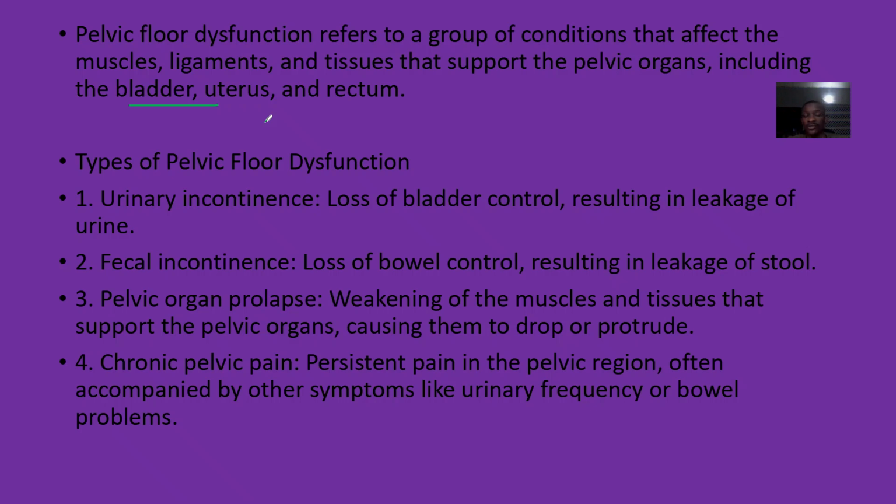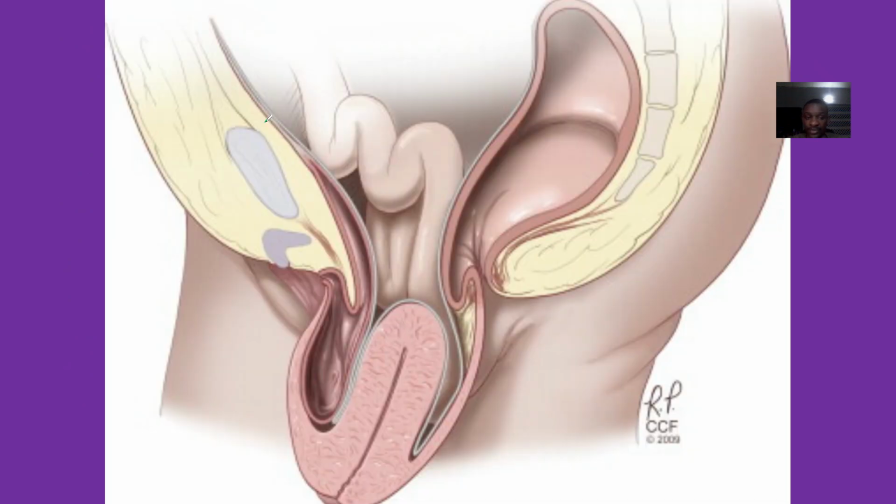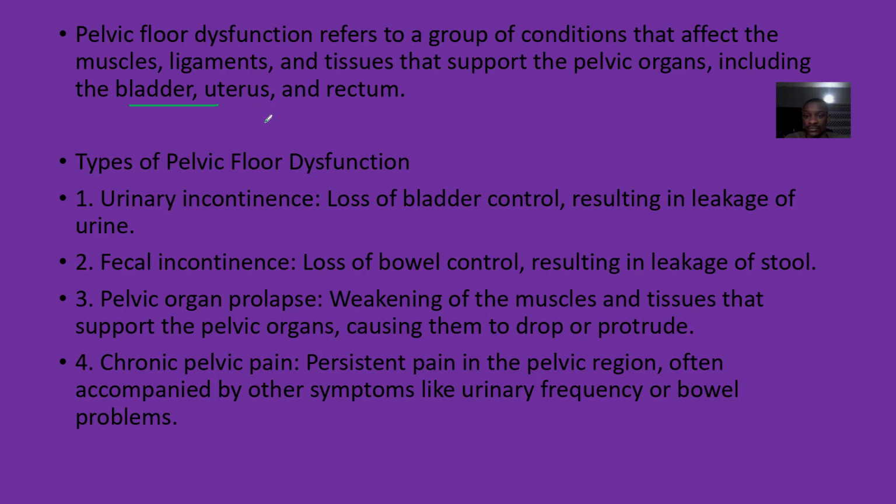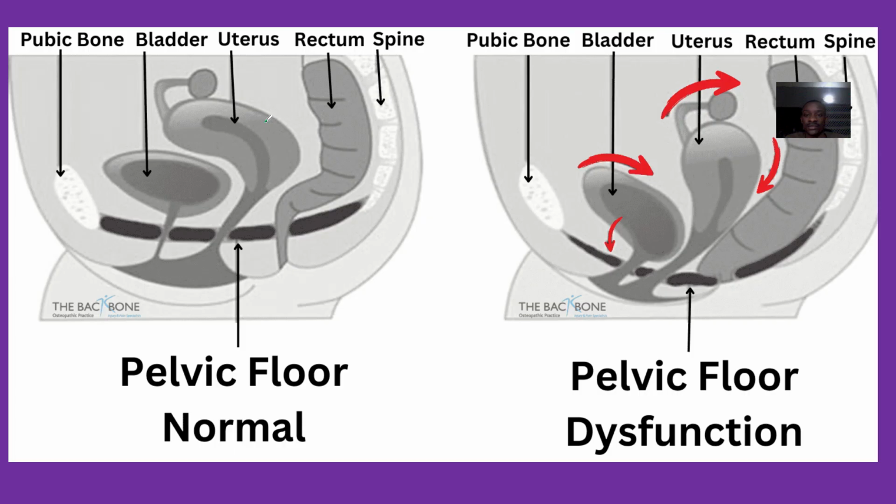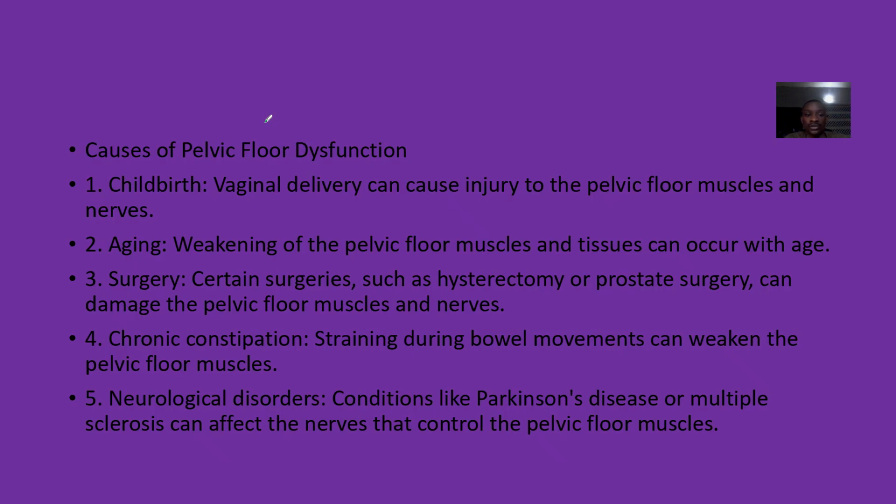Then sometimes it's pelvic organ prolapse. So for the pelvic organ, this is a prototype. The pelvic organs are kind of like falling. Then chronic pelvic pain. So there's pain in the pelvic region, accompanied by symptoms like urinary frequency, bowel problems, and all of that.